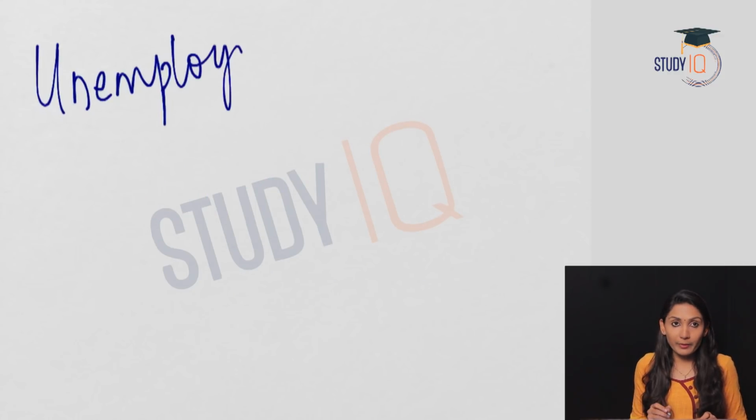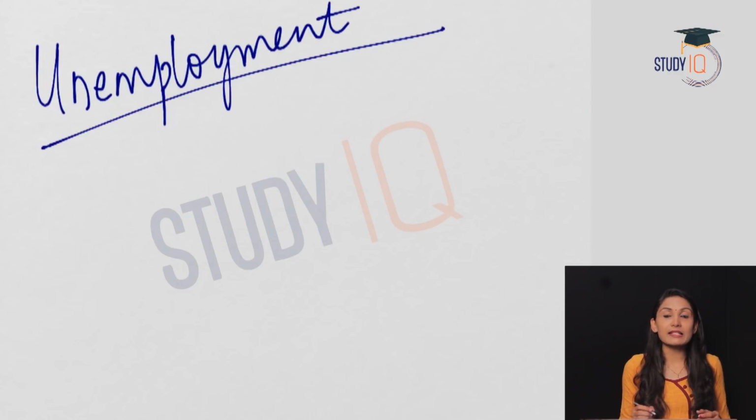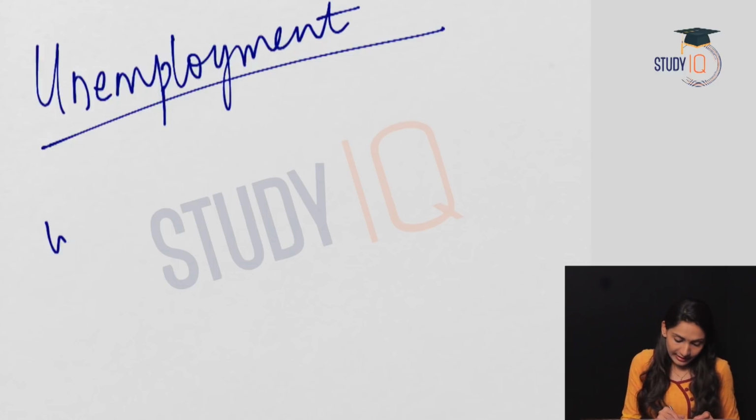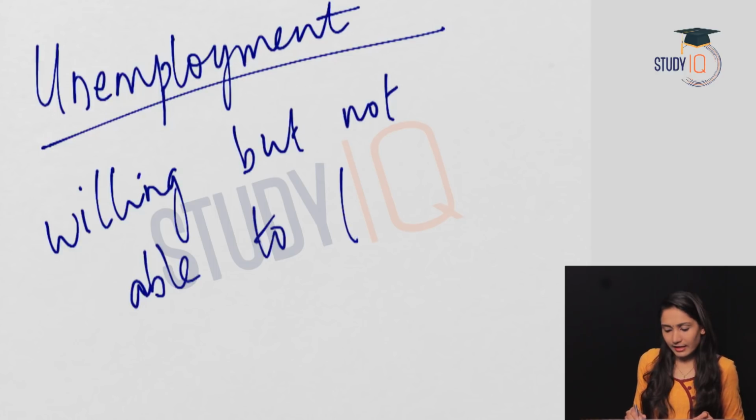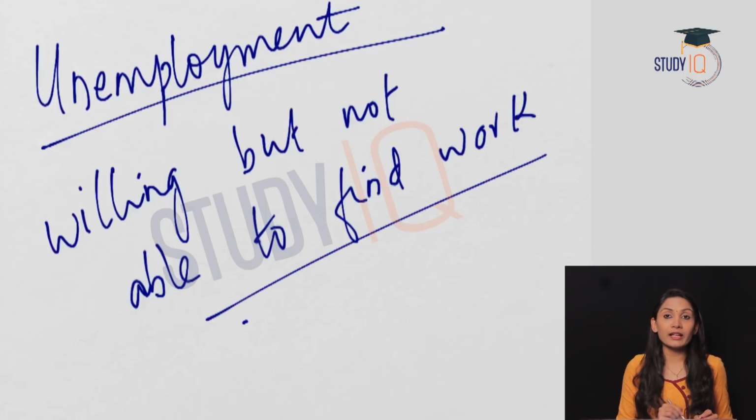What is unemployment then? Unemployment means that in an economy, people are willing to do the work but they are not able to find the work. Willing but not able to find work. This condition is known as unemployment in the economy. Now let us see what the types of unemployment in an economy are.